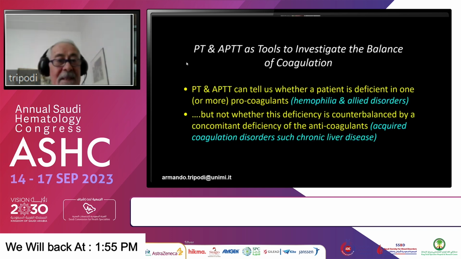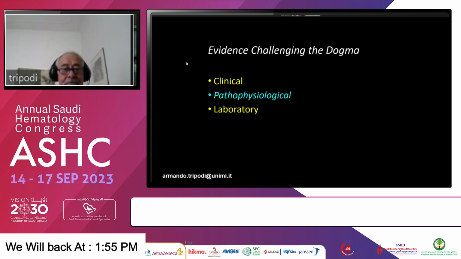So essentially, PT and APTT can tell us whether a patient is deficient in one or more procoagulants. That's why they are used in hemophilia and allied disorders, but they cannot tell us whether this deficiency is counterbalanced by a concomitant deficiency of the anticoagulant factors, which happens in acquired coagulation disorders, such as chronic liver disease.